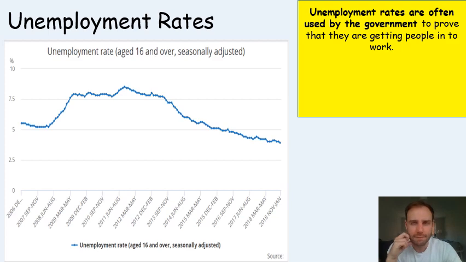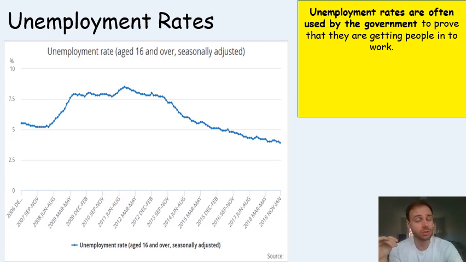And the final official statistic that we're going to look at today is unemployment rates. Now, unemployment rates, as it says on the tin, is rates of people who are without a job, okay, unemployed. Now, the government will often use unemployment rates, if they are falling, to prove that they, as the government in power, are doing a good job of getting people in the country into work. And you can see that this graph, which is released by the government, shows that unemployment rates have been falling quite a lot over the last few years.